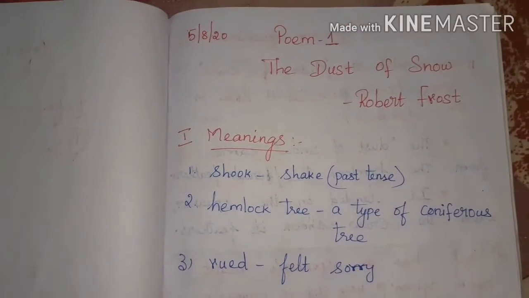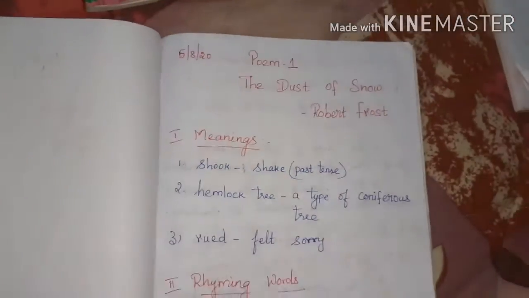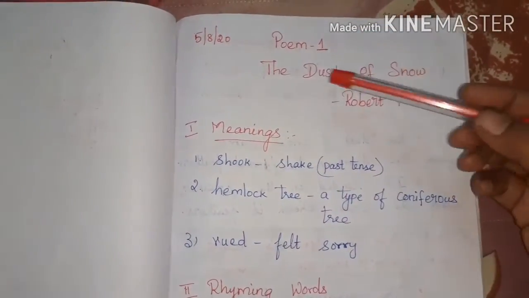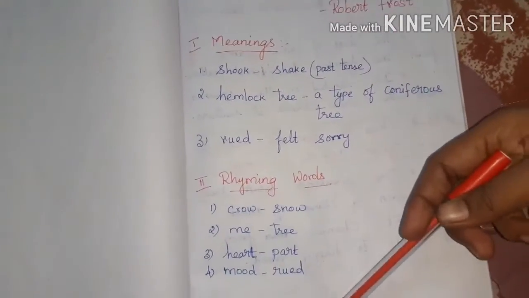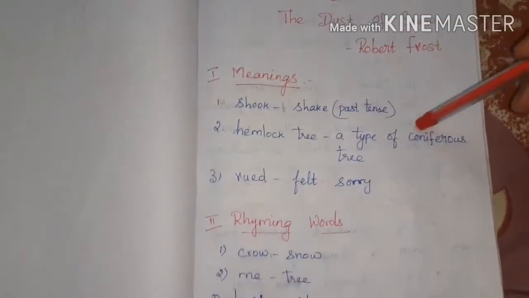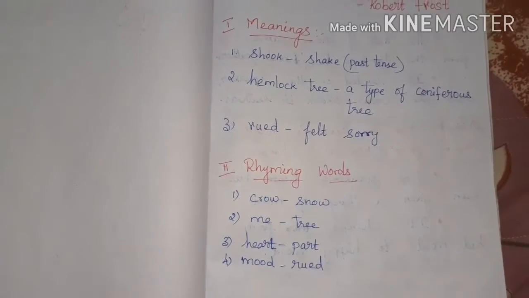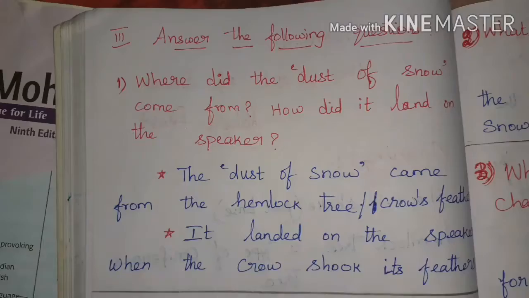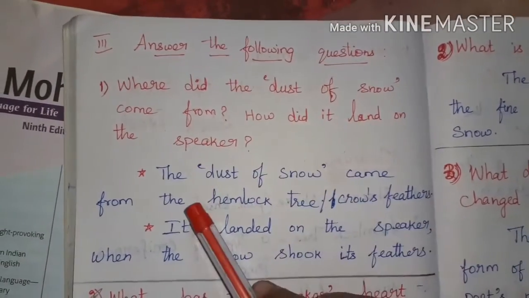Students, I hope you have enjoyed it. Now let us see the notes. I hope you have written meanings and rhyming words in your note, isn't it? Write down the date and start writing the meanings and rhyming words. Next, third Roman letter, answer the following questions.